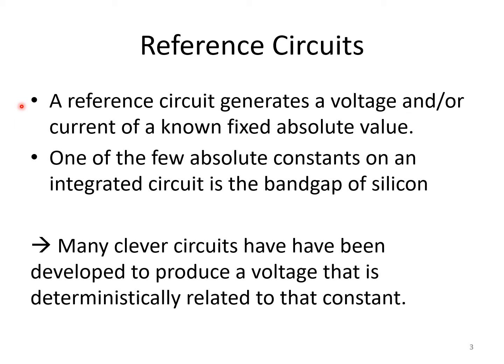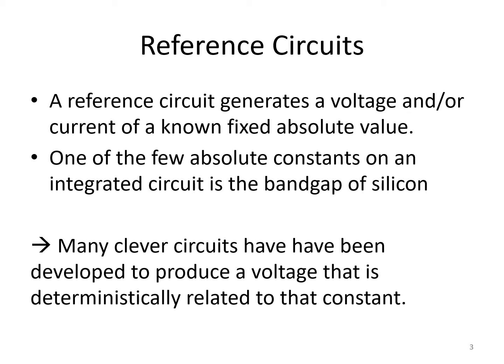Now, if a reference circuit is absolutely required, for example, at an interface, then one of the few absolute constants on an integrated circuit is the band gap of the material itself, the band gap of silicon. That is something that doesn't change with temperature or process variations. As long as the circuit's made out of silicon, you've got one constant there that you can grab onto. And since that's one of really the only absolute constants that's a property of the chip itself, people have over the years developed many clever circuits to produce a voltage that is somehow deterministically related to that constant.